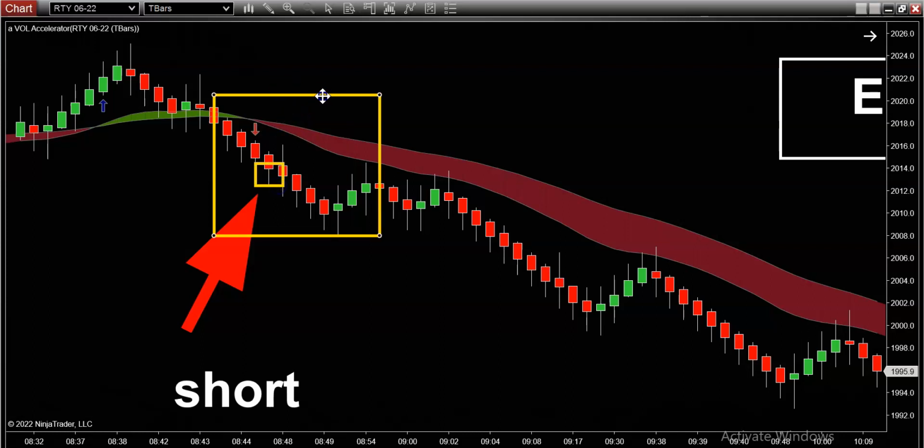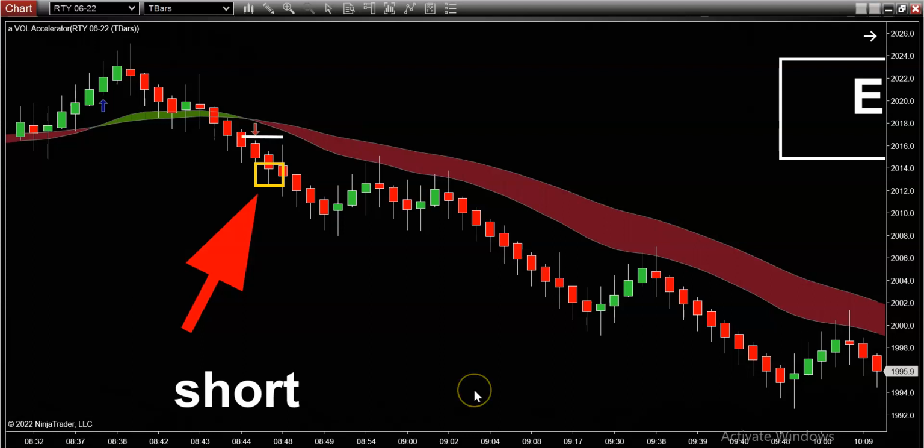Let me get rid of this larger box here. Okay, we don't need that box. The entry bar is the bar to the right of the signal bar. That's it. That's all you need to remember or write down if you want, or take some notes if you want. Okay, it's not exactly complicated.